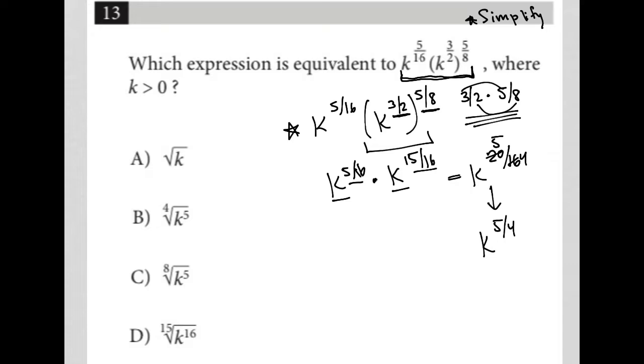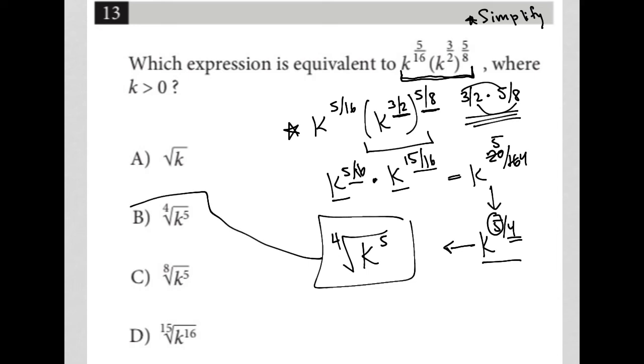Again, looking at my answer choices, I see that all of my answer choices are in radical form. So the way that I convert this exponential form, k to the 5/4, into radical form is that the base, the k, goes under the radical, the numerator 5 stays as a power here, and the denominator 4 becomes the type of radical, right? The fourth root of k to the 5th, and therefore the correct answer here is choice B.